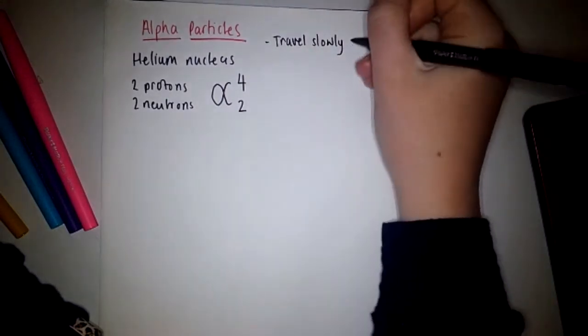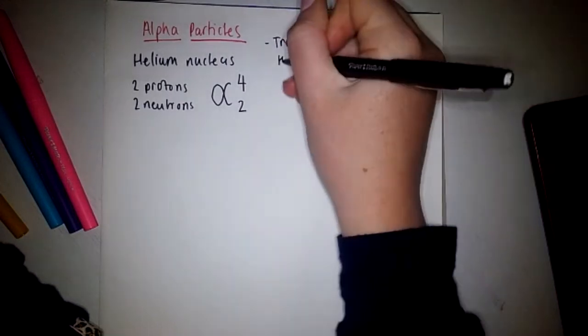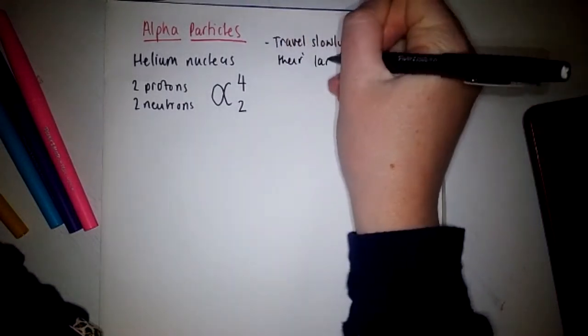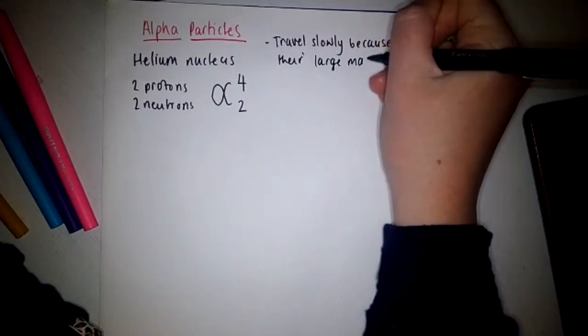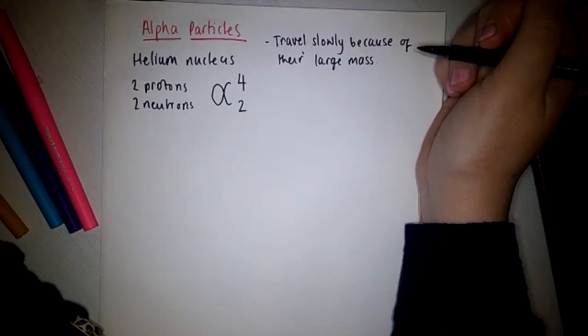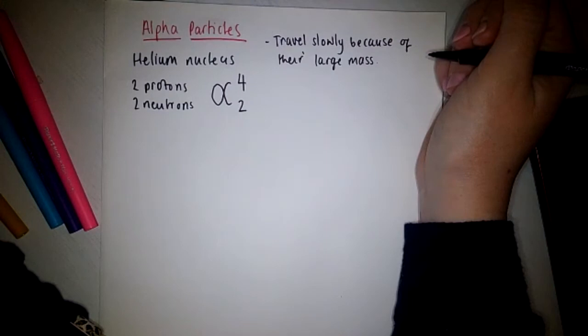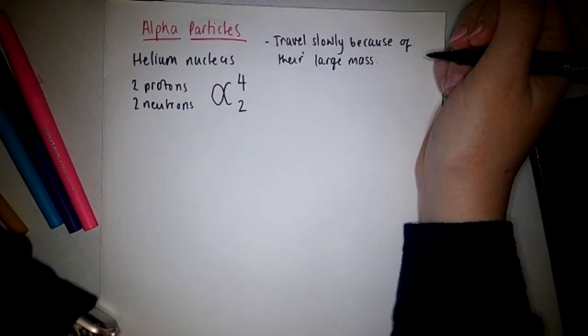So they travel slowly because of their large mass. Okay, and then again, 4 doesn't sound very big for a mass, but in terms of alpha particles, it's very, very big. It's the biggest type of radiation. So because they travel slowly, they collide with a lot of atoms, and because they collide with those atoms, they have a great affinity for ionizing.